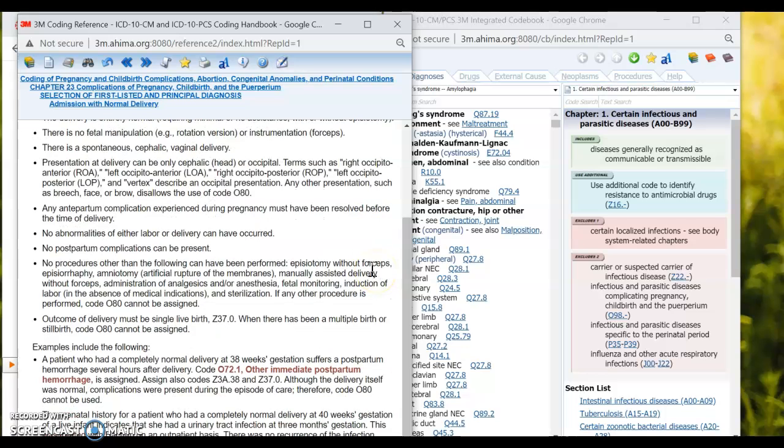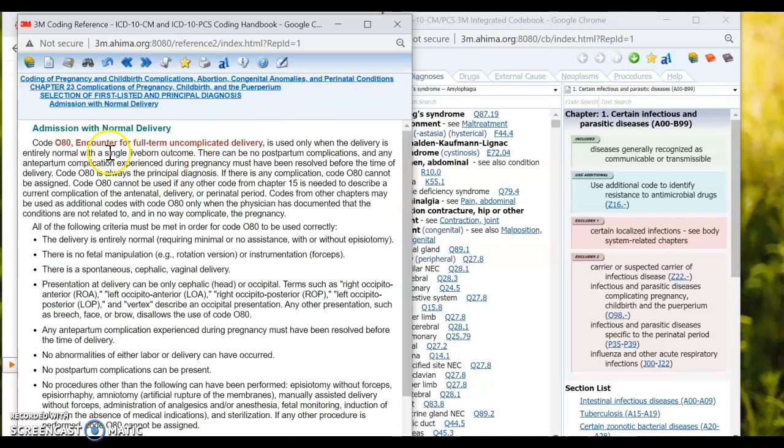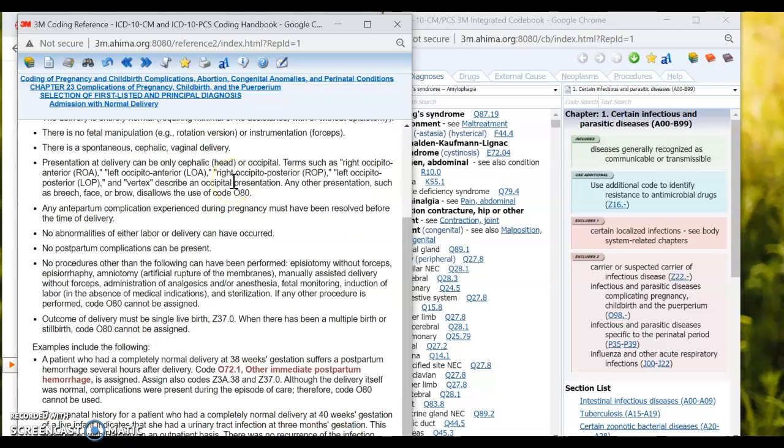Okay, in our first example, it's not resolved. So that is why we're going to put that as our principal diagnosis here in a minute. So no abnormalities of either labor or delivery, no postpartum complications, no other procedures besides what's listed. And then it doesn't matter. You can have twins, but if those twins do not allow for you to use the O80, okay, you can have those twins normal, one twin, and then 5 minutes later, the other twin. That does not constitute a normal delivery.